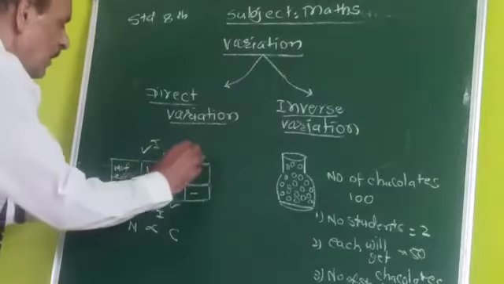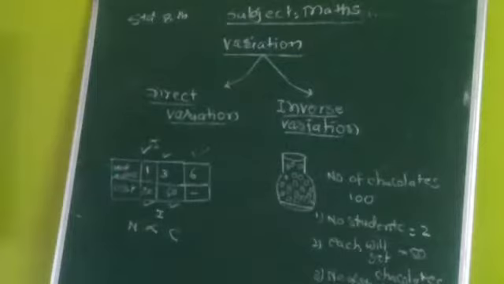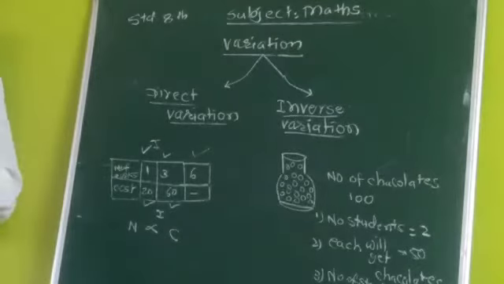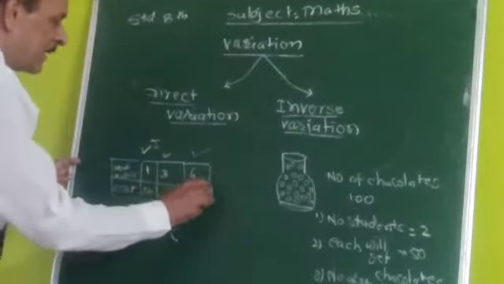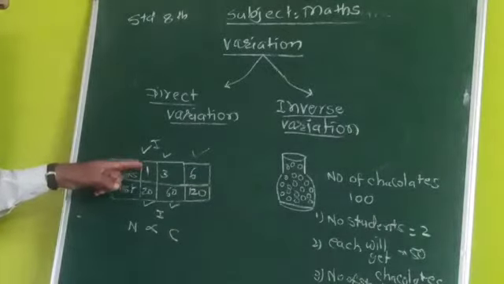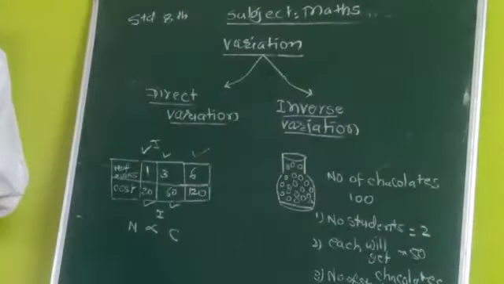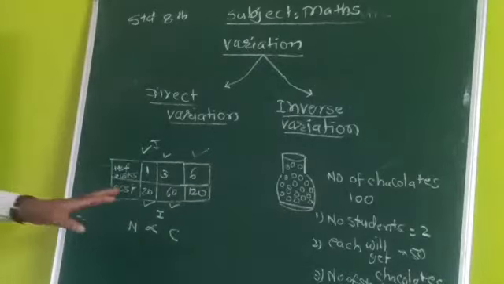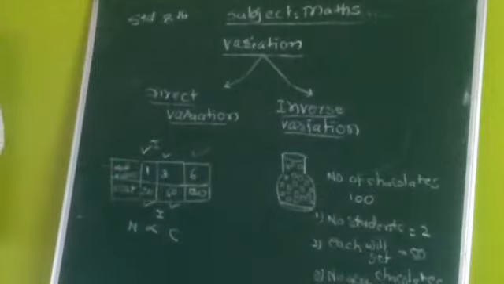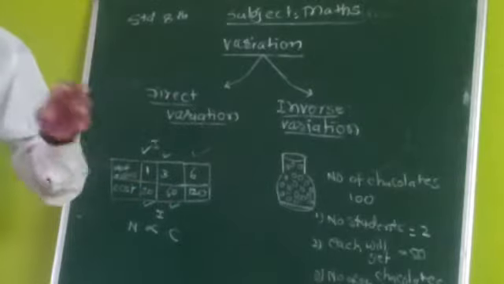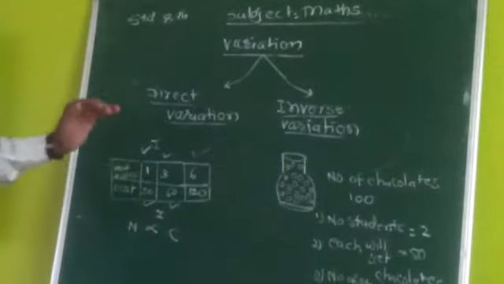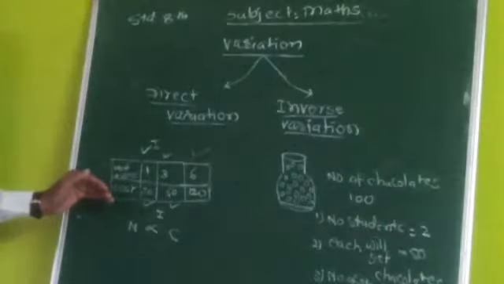Okay. Now 6 books are there. What will be the cost of it? 120. Yes, Prasad, 120. How easy it is. So if one quantity is increased, another quantity will also increase. When one quantity decreases, then another quantity will also decrease. That type of variation is called direct variation. Increase, increase, decrease, decrease. This type of variation is called direct variation.